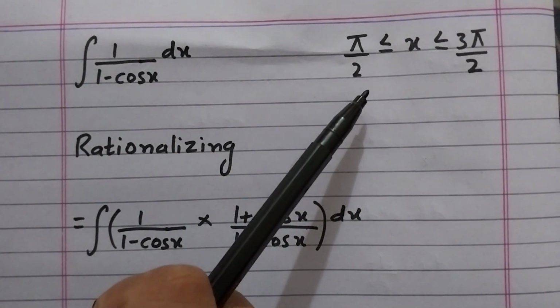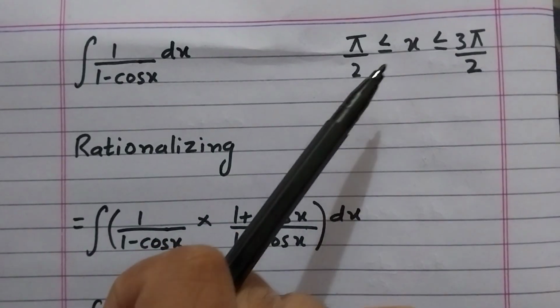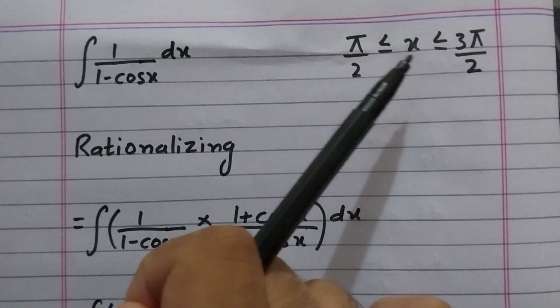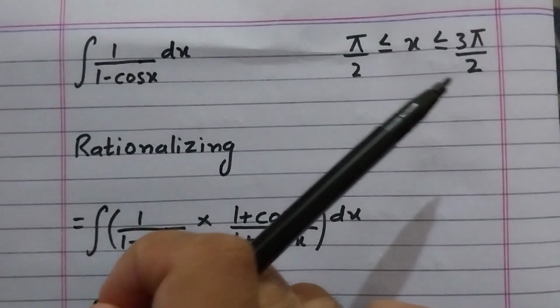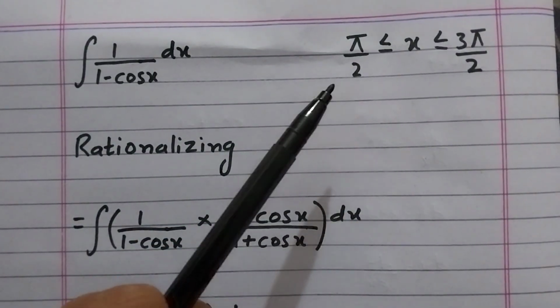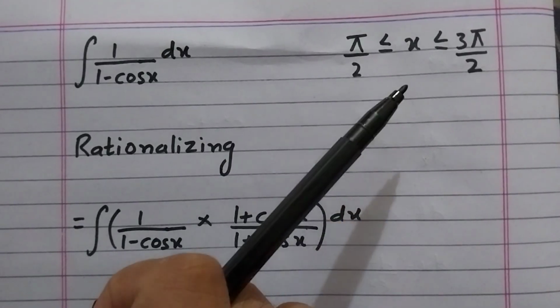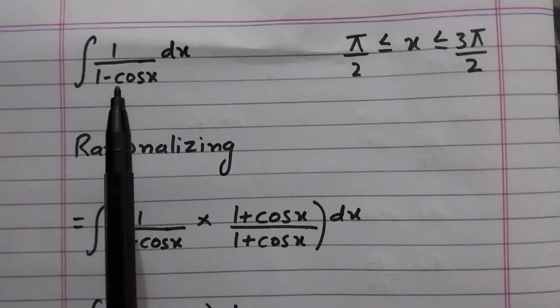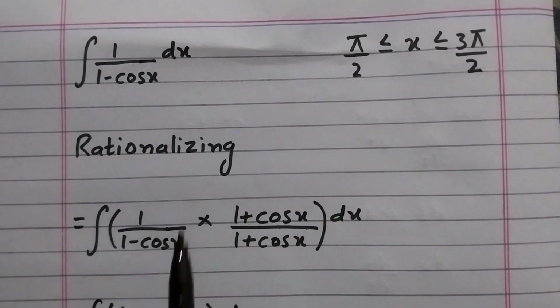So I have taken this integral. Let x be between pi by 2 and 3 pi by 2, because in this interval cos x is not 1 at any point. Now we are going to integrate this expression.